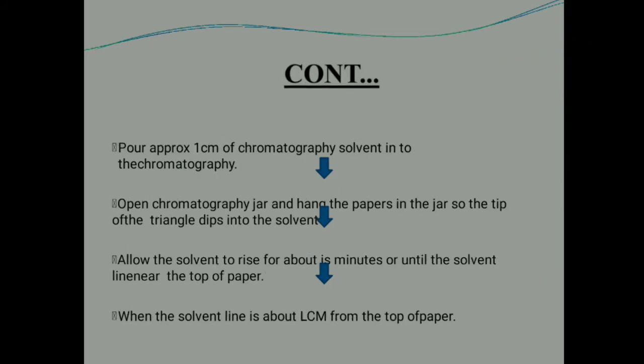Pour approximately 1 centimeter of chromatography solvent into the chromatography jar. Open the chromatography jar and hang the paper in the jar so that the tip of the triangle dips into the solvent. Allow the solvent to rise for about a minute or until the solvent line is near the top of the paper. When the solvent line is about 1 cm from the top of the paper.